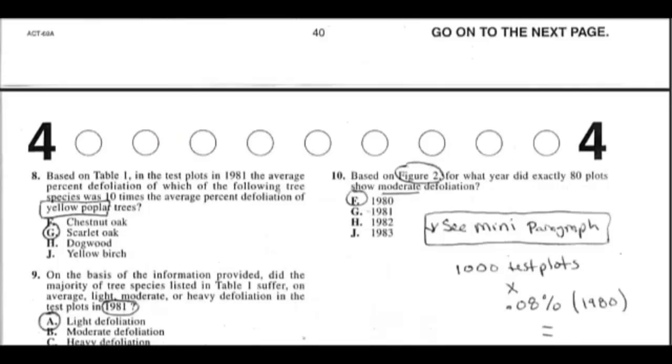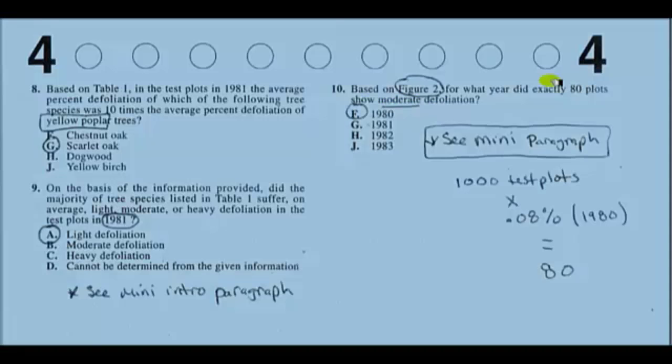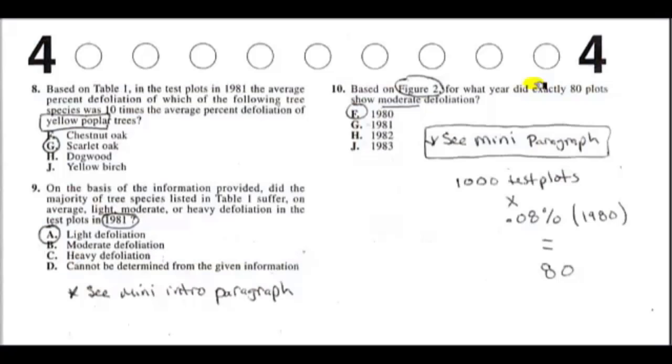The correct answer, therefore, for problem number 10 will be answer choice F. We went to figure 2. We found moderate. And then we found out how many plots there were. And then we multiplied the 1,000 plots by a certain percentage to come up with 8%, and then we looked for the gray area that was 8% and came up with answer choice F, 1980. There you have it. 10 is F.